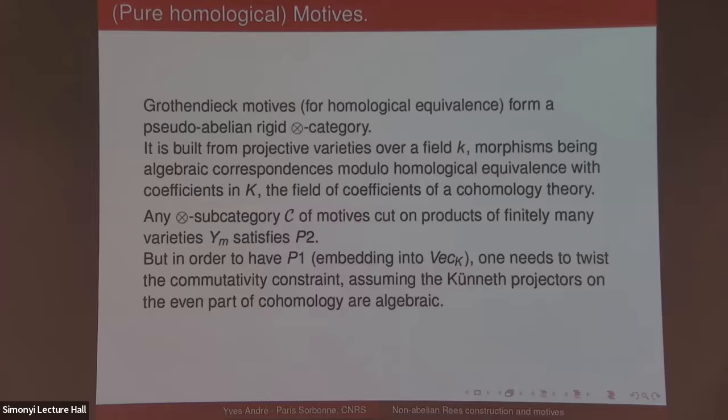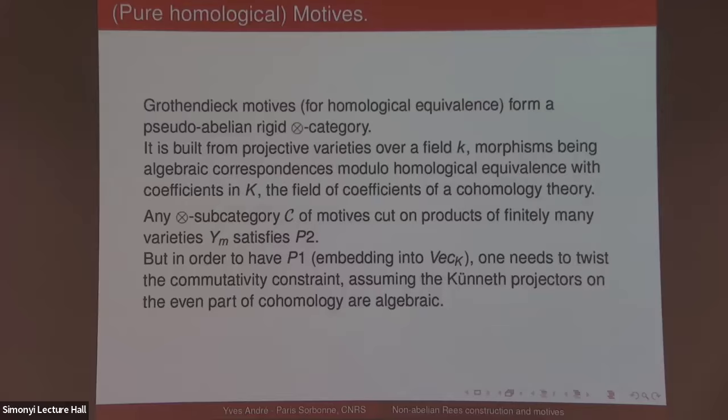So this property P2, that any object is a direct summand of some tensor construction, will be available if one considers motives cut on products of finitely many varieties. The field K is characteristic 0. Yes. No, the small k, no. Later it will be characteristic. But capital K is characteristic 0.